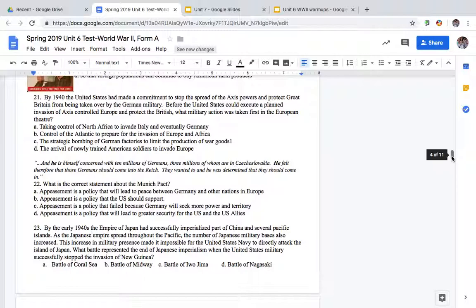Number 23. By the early 1940s, the Empire of Japan had successfully imperialized part of China and several Pacific islands. As the Japanese Empire spread throughout the Pacific, the number of Japanese military bases also increased. This increase in military presence made it impossible for the United States Navy to directly attack the island of Japan. What battle represented the end of Japanese imperialism when the United States military successfully stopped the invasion of New Guinea?